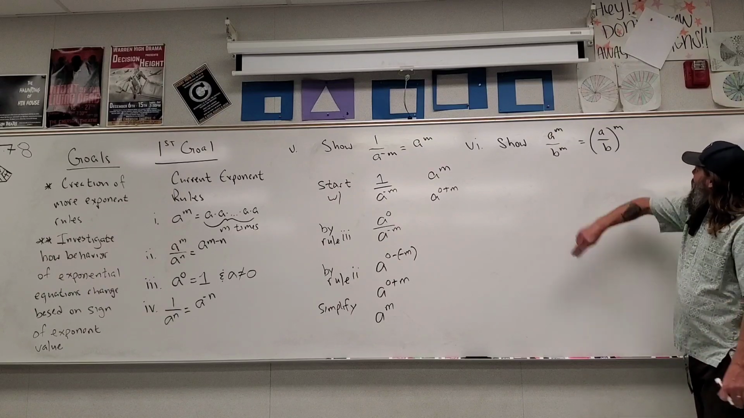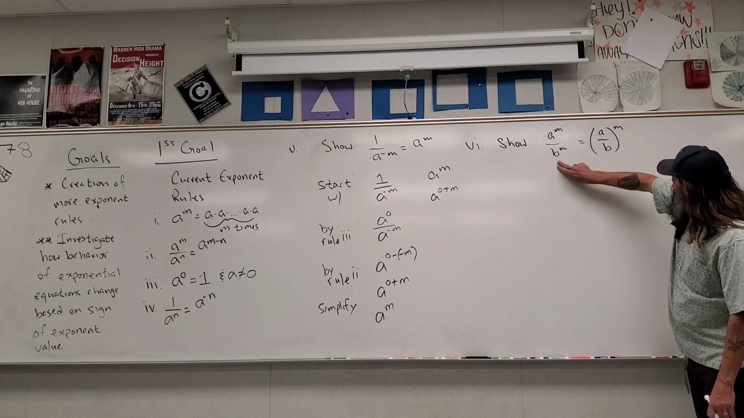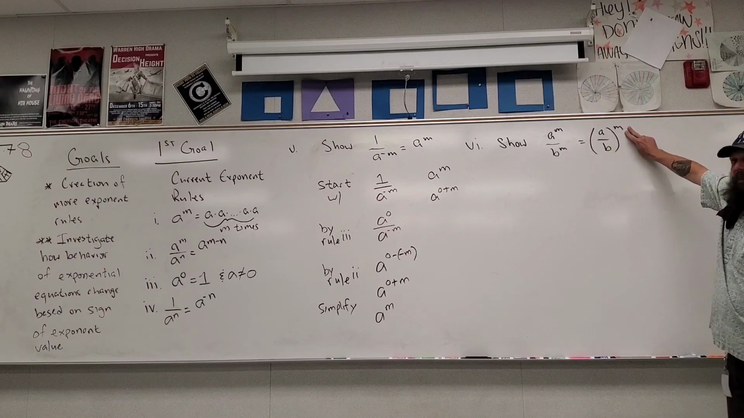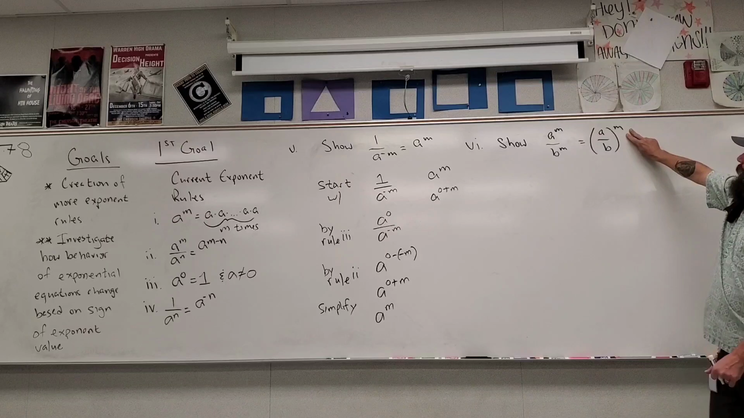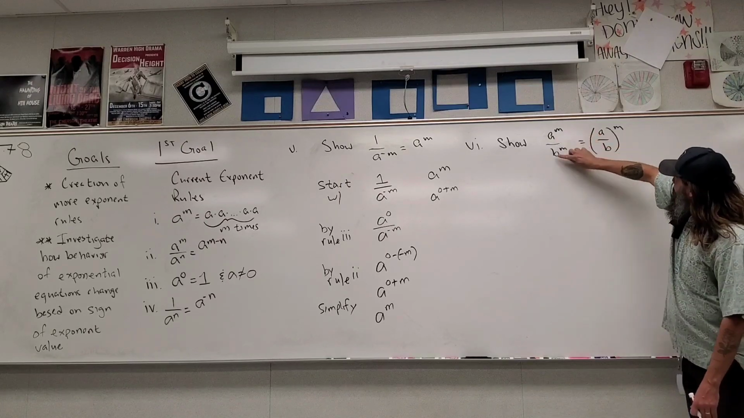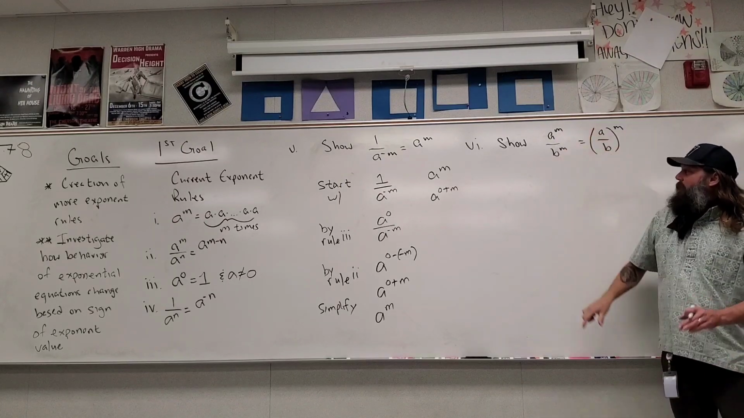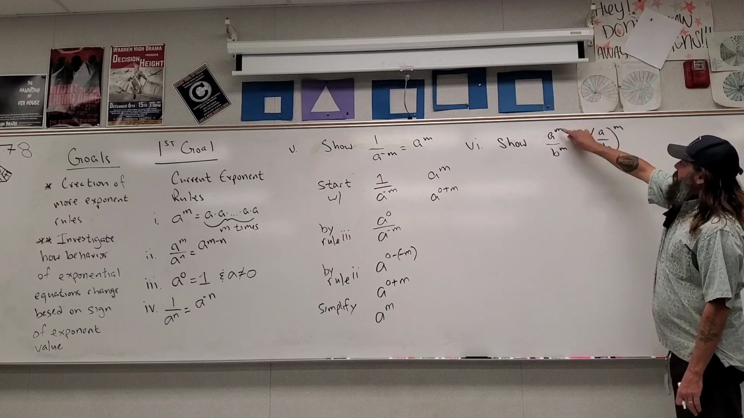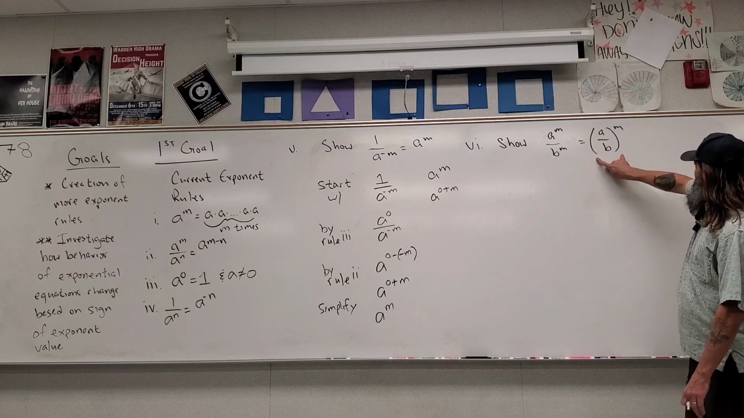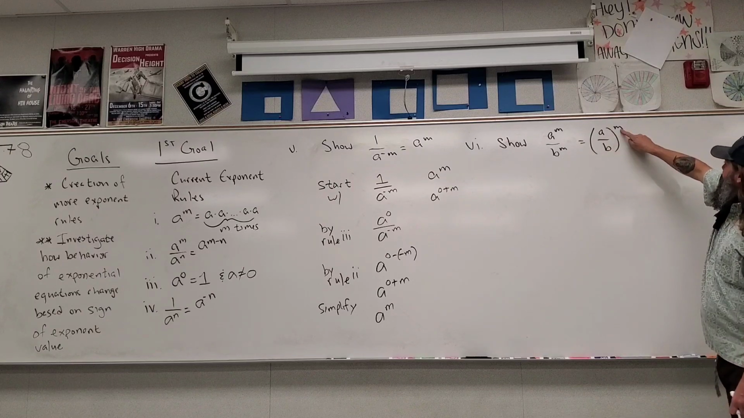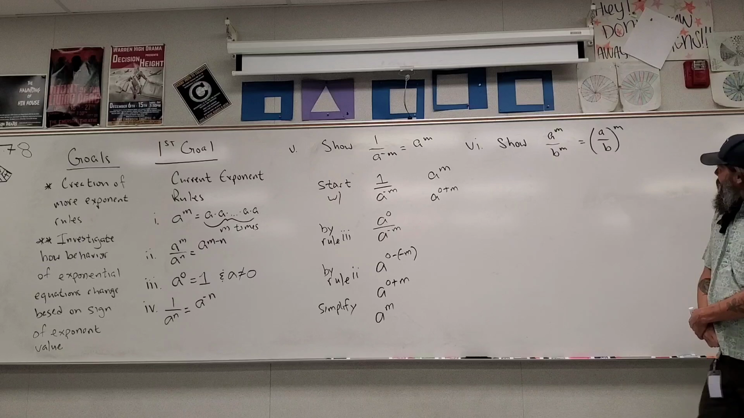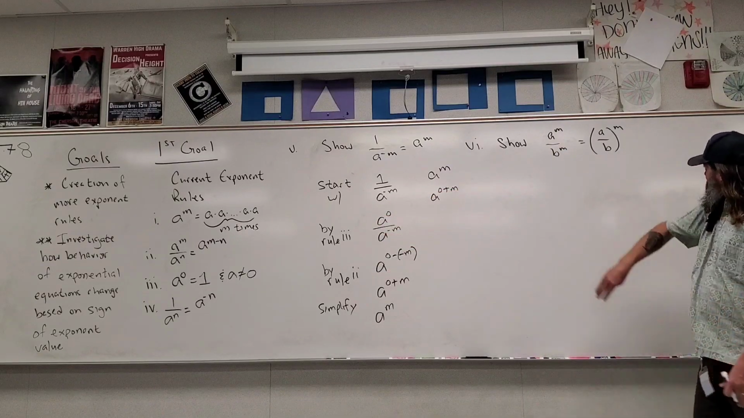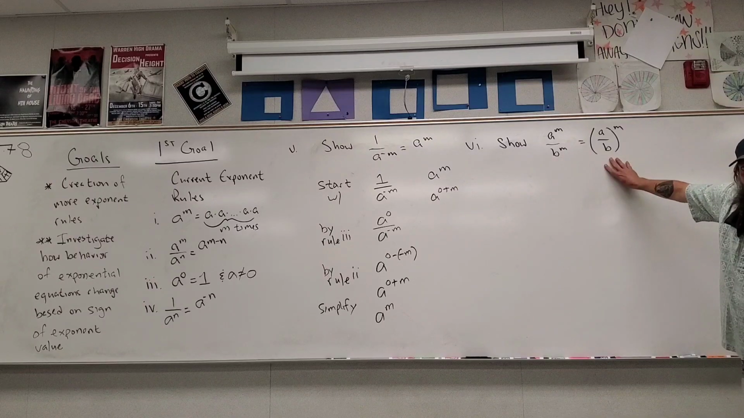I want to show that a to the power m divided by b to the power m is equal to parentheses a over b, that whole thing raised to the power m. Notice that the base numbers are different, but the exponents are the same. This only works when that's true. So if I had 3 to the 4th over 5 to the 4th, then I'll be able to write it as 3 over 5 to the 4th power. So let's go ahead and use our current existing rules to rewrite this in this form.